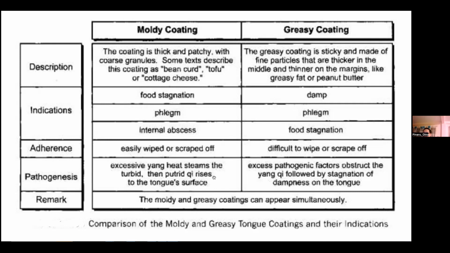Sa pathogenesis, yung moldy coating, there is an excessive yang heat steams the turbid. Then the putrid chi rises to the tongue surface. While ang pathogenesis ng greasy coating, there is an excess pathogenic factor that obstructs the yang qi, followed by stagnation of dampness on the tongue. So ang remark, the moldy and greasy coating can appear simultaneously. So both coatings could appear simultaneously on the tongue of a patient.